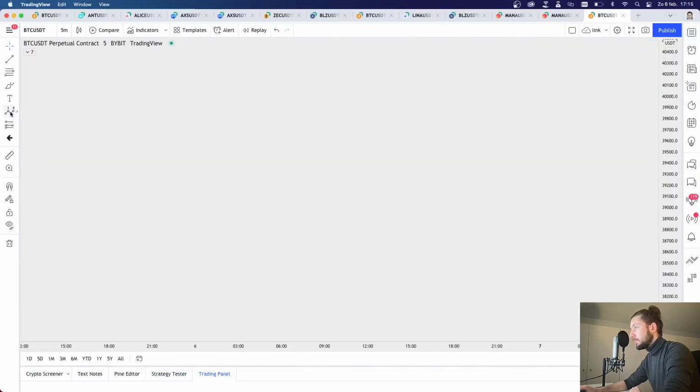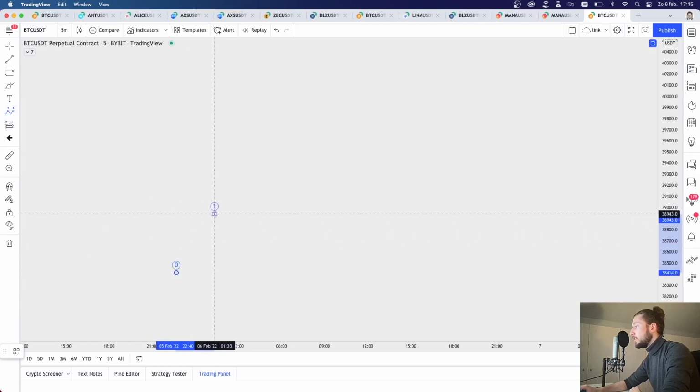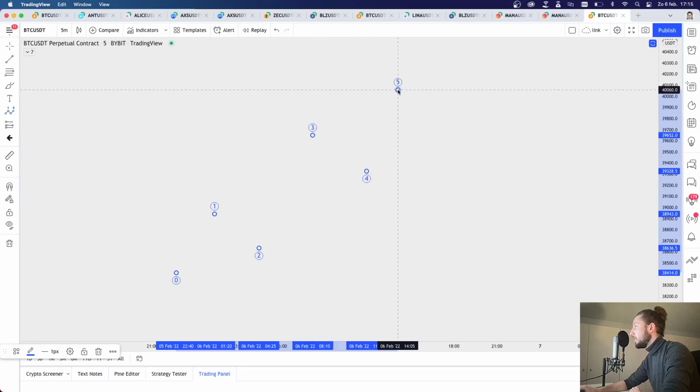So, Elliott Wave says that the market moves in 5 waves. If you head over to TradingView, you can click on Elliott Wave Impulse Wave. So the market moves in 1, a second wave down, a third wave up, a fourth wave down, and a fifth one to the upside.